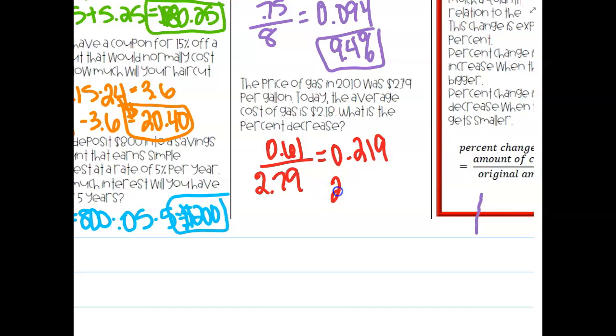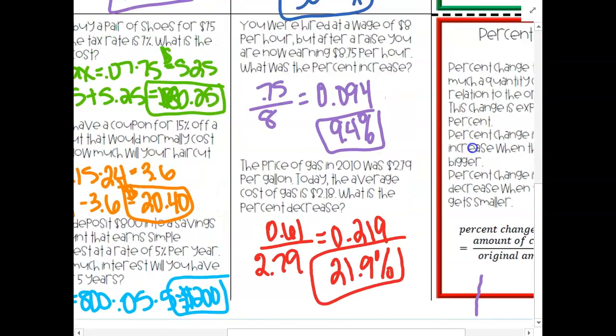You don't want a decimal. You're going to change it to a percent, which is going to be about 21.9%. Once again, this was last year. Today it would actually be a percent increase, because the price of gas is closer to like $3.18 now.